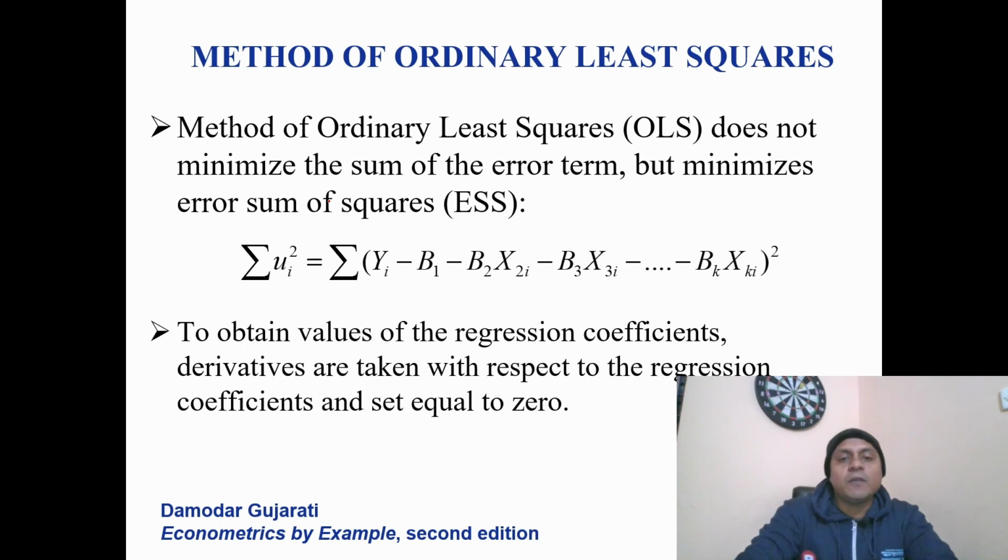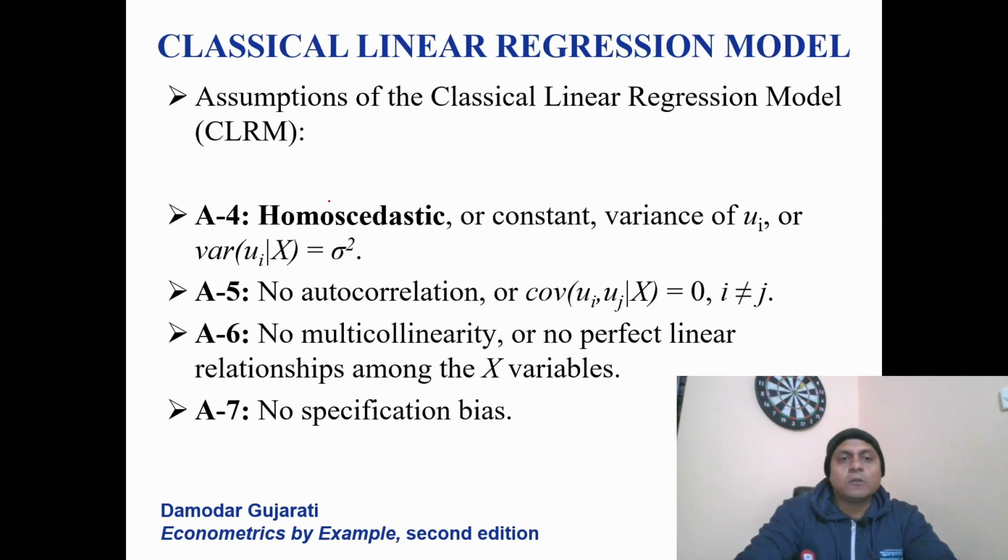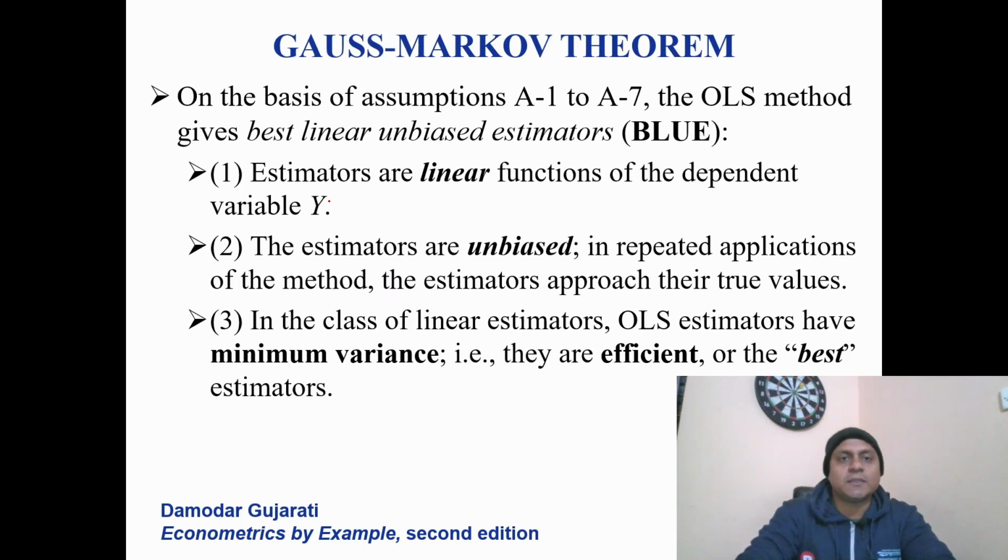And to obtain the values of regression coefficients, derivatives are taken with respect to the regression coefficients and set equal to 0. Classical linear regression has a few assumptions. Model assumption starts with the model should be a linear model, and regressors are fixed or non-stochastic. And also there are some like homoskedasticity, no autocorrelation, no multicollinearity, no specification bias. Those things we will discuss.